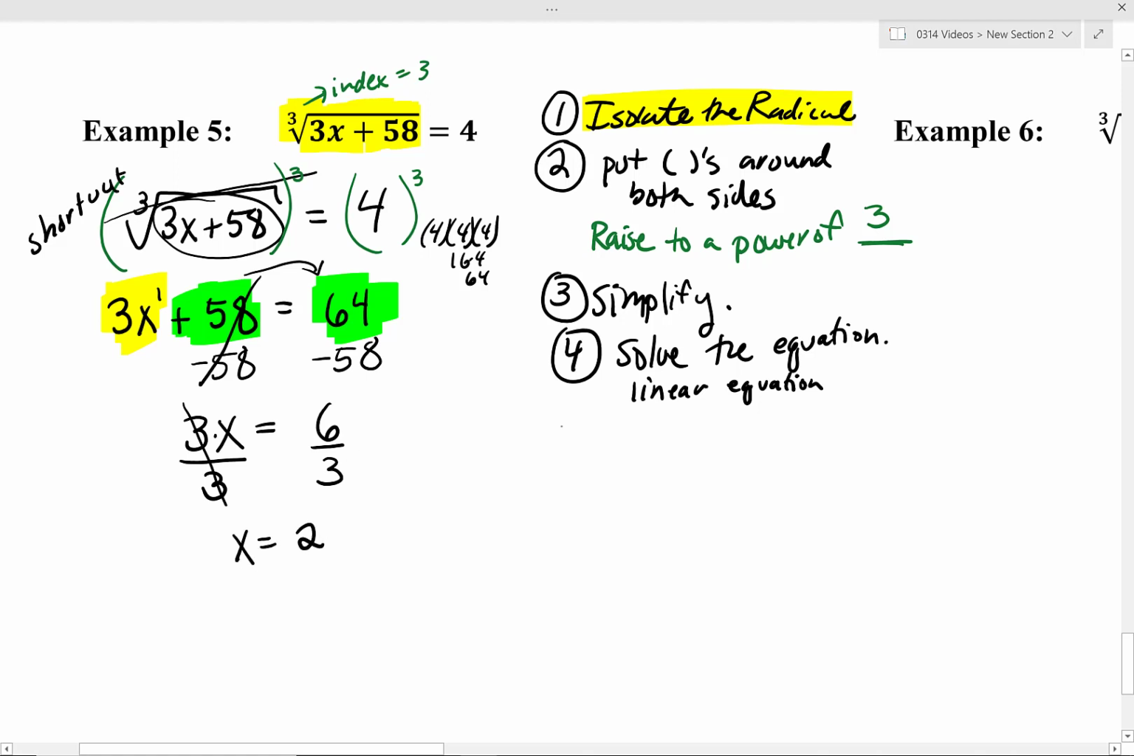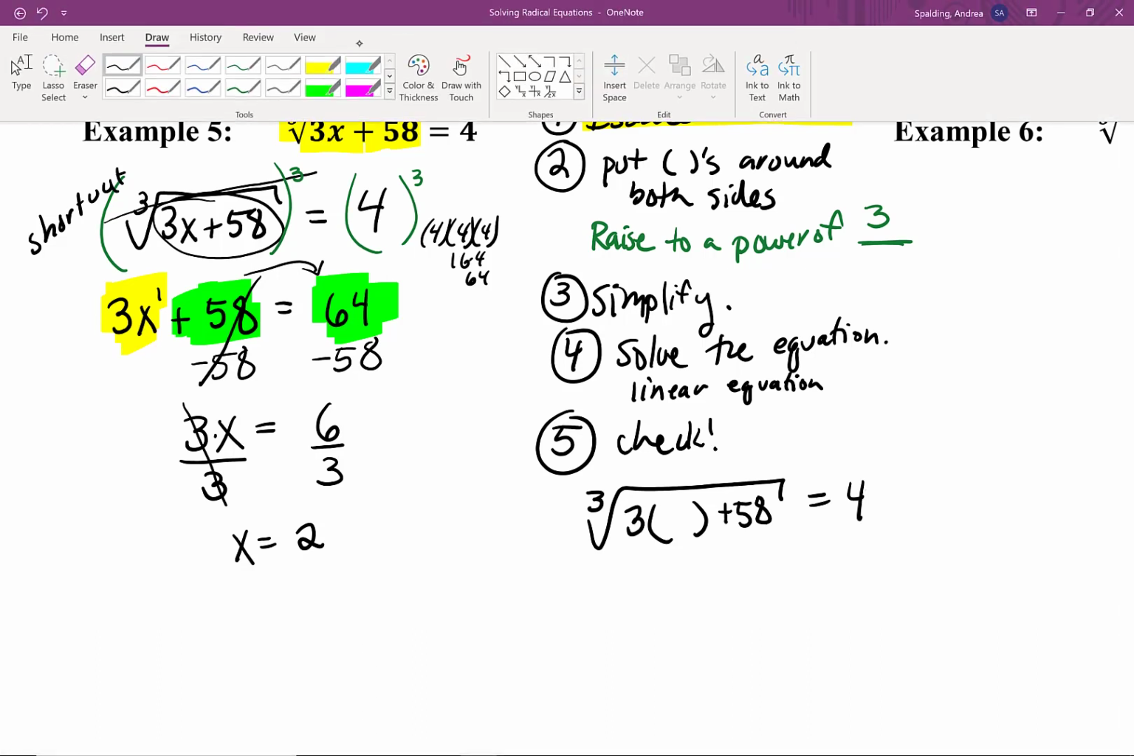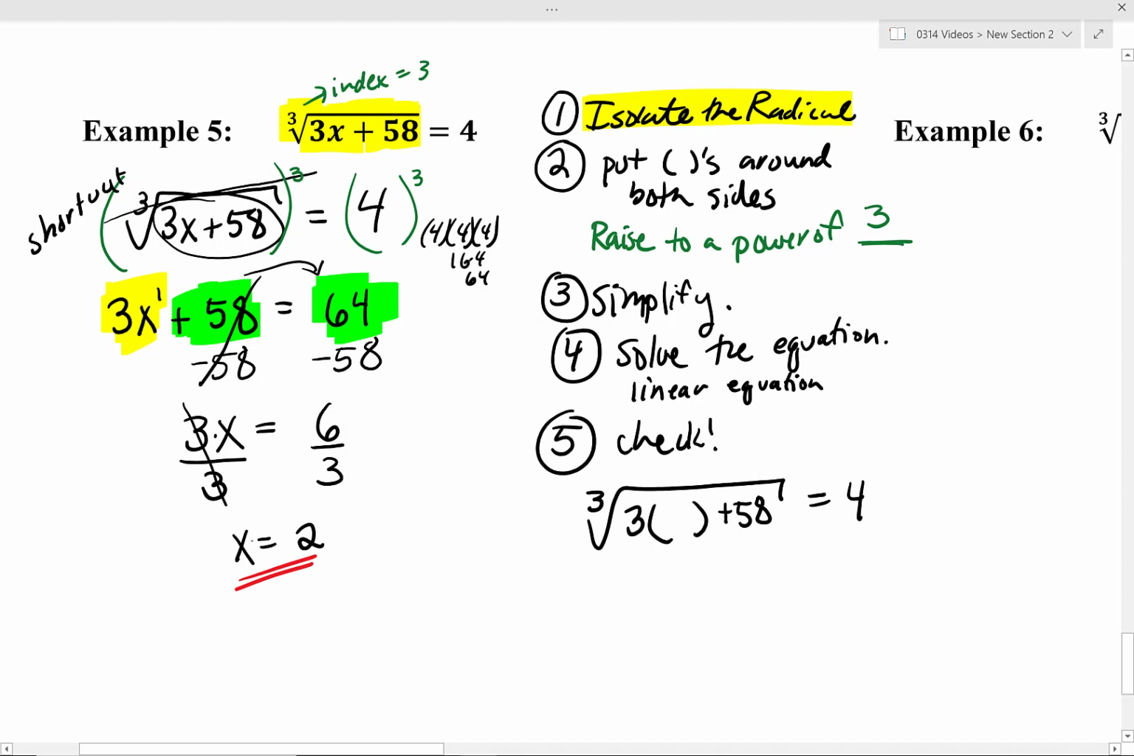Okay, now do we just assume that's our answer? No, we want to be careful. We want to make sure that we don't forget to check. Remember, we have to check in the original equation. So I'm going to write cube root of 3 times x, replacing x in the original equation with parentheses, plus 58 equals 4. Now remember, we're checking this x equals 2. So I'm going to put a 2 inside of the parentheses.